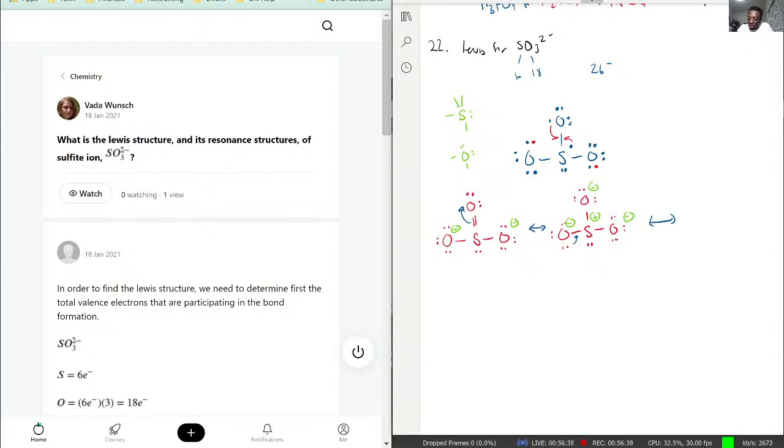this O, double bond S, single bond O, 1, 2, 3, 4, 5, 6, 1, 2, 3, 4. And now, what could have also happened instead of this, like when you go back, it could have done this instead, which is pretty much the same thing here, but now the double bond is on a different oxygen.